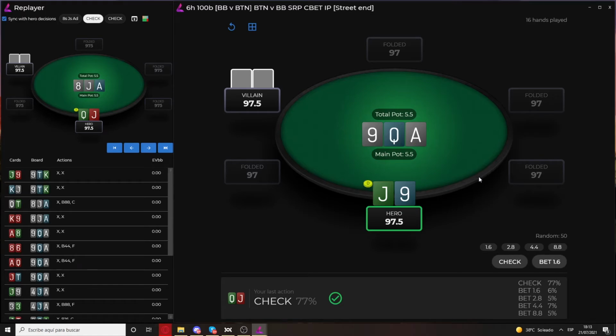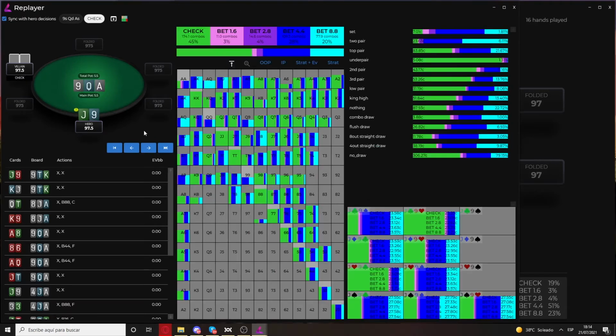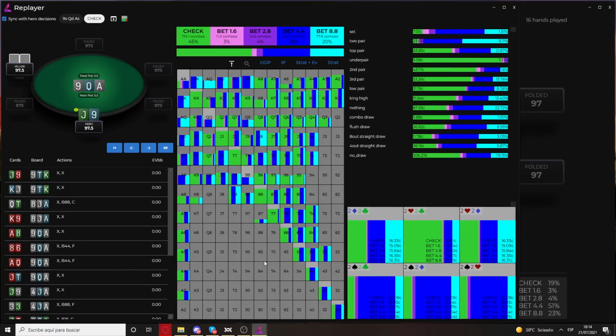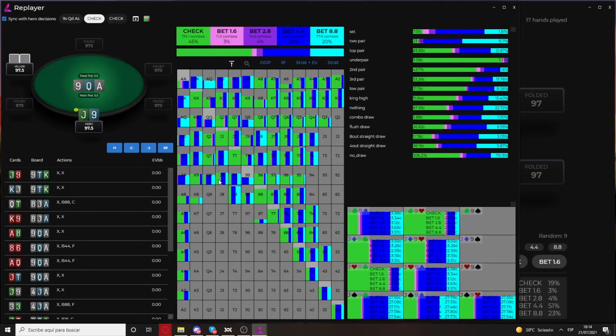So given that, I would mostly check this hand. Maybe we want to be betting it again around, let me think, maybe 10% of the time. So I'm going to check it this time. Yeah, I way underestimated that.